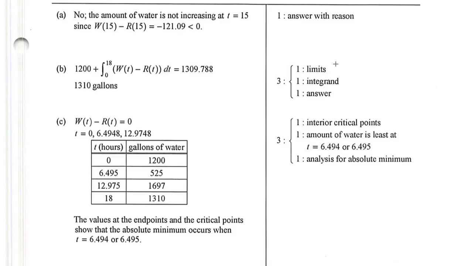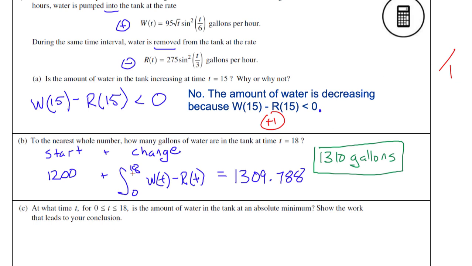So how do we score ourselves? Limits, integrand, answer. You get 1 point if you got 0 and 18. Give yourself 1 point. 1 point if you wrote capital W of t minus R of t. Actually, I don't think I would get my point because I was not formal about it. Always be formal when you're writing out your answers. I should have written all this dt, otherwise I would have gotten a point taken off. So plus 1 now for the correct integrand, and then 1 point for the 1,310. So that was out of 3 points.